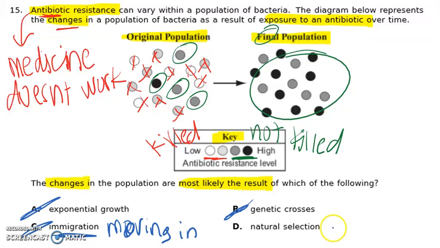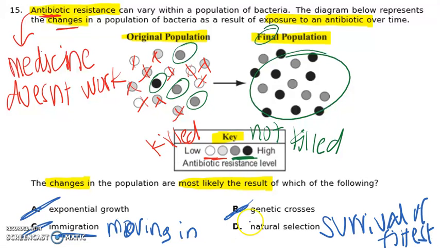Or D, natural selection. Remember that natural selection is survival of the fittest. So that is a perfect example of natural selection that we see in this question. So D is the correct answer.